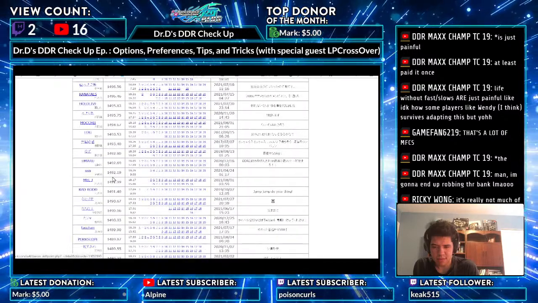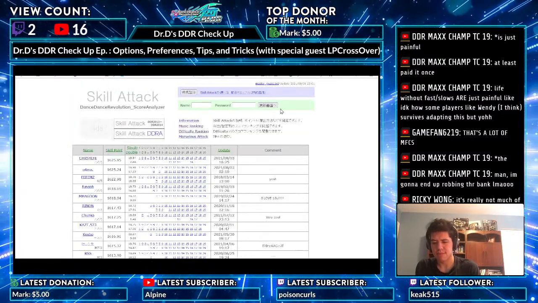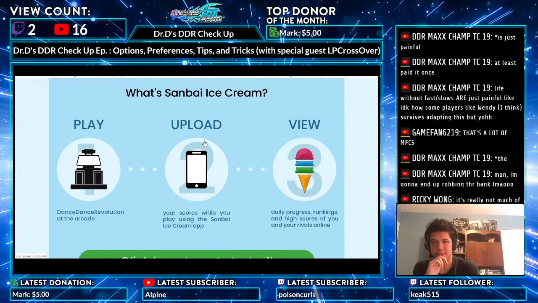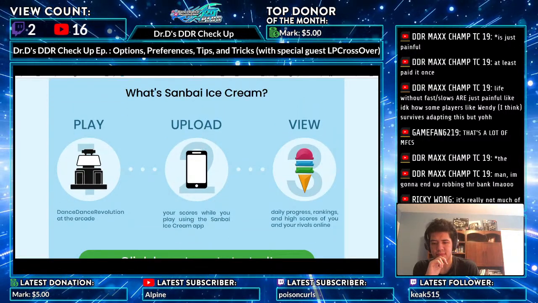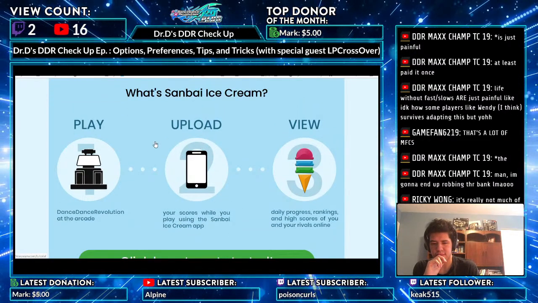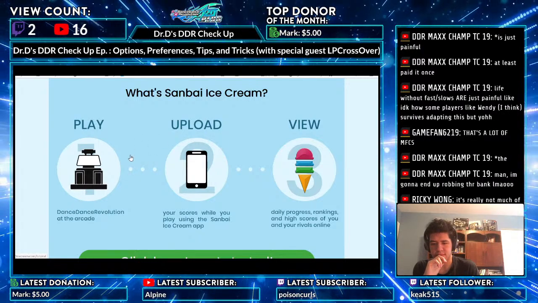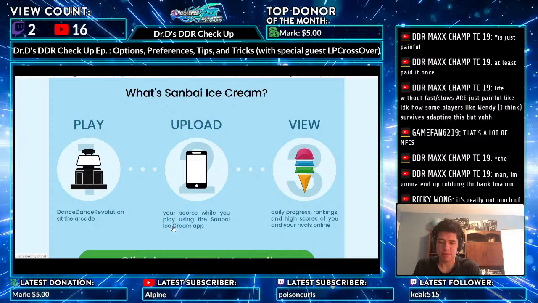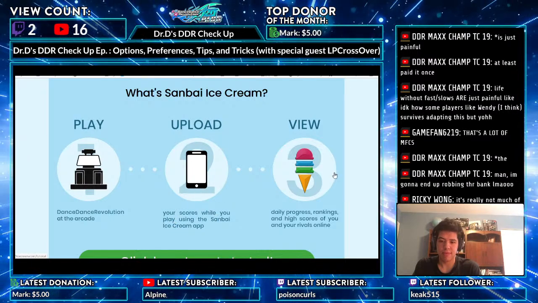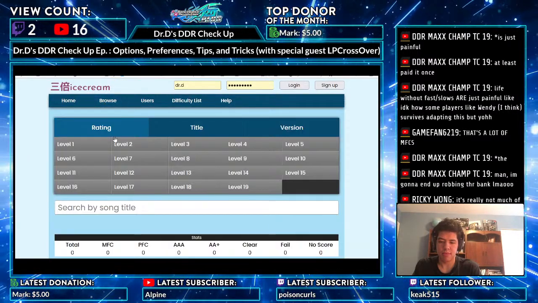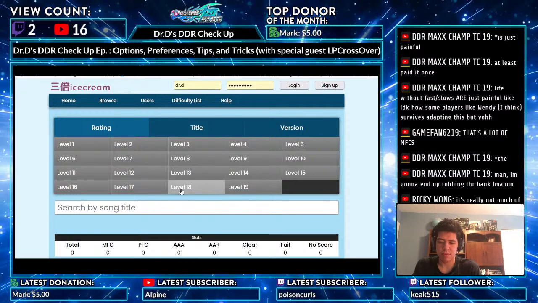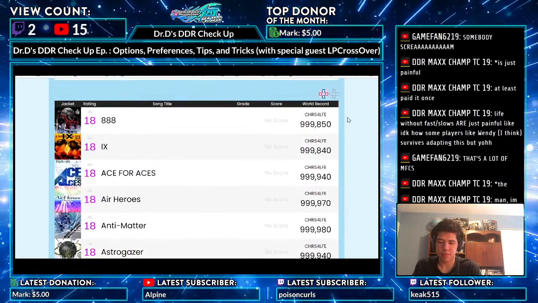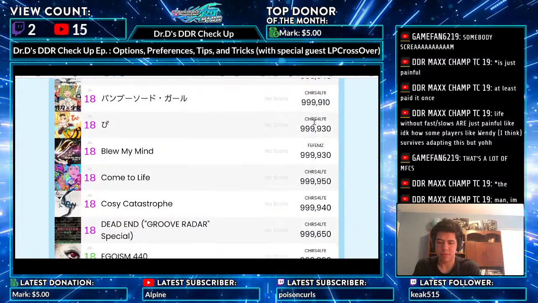A more modern one that I really like for score tracking, and it's making a bigger name for itself recently, is Sand by Ice Cream. Sand by Ice Cream is a much more modern feeling one. What is it? It's Dance Dance Revolution arcade scores. You can upload your scores when you use this app, and you can view them. That's one of the best things. You can click on any song. So here we go, we have the 18s, and you can see who has the world record at the time.